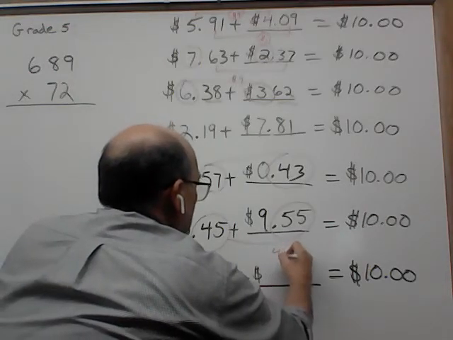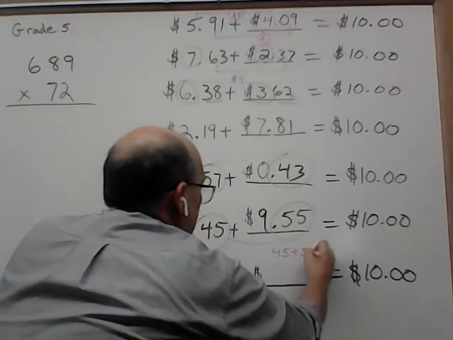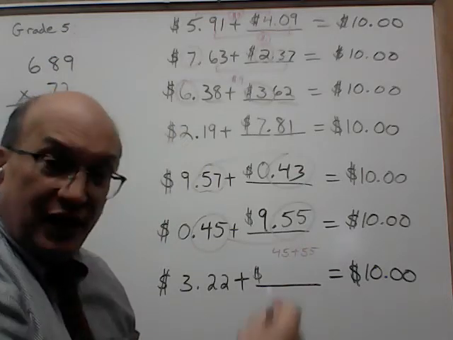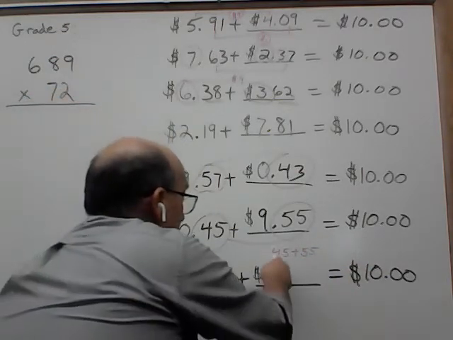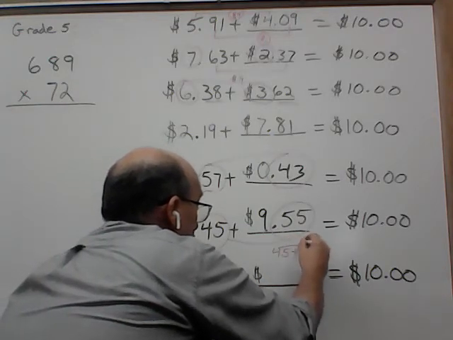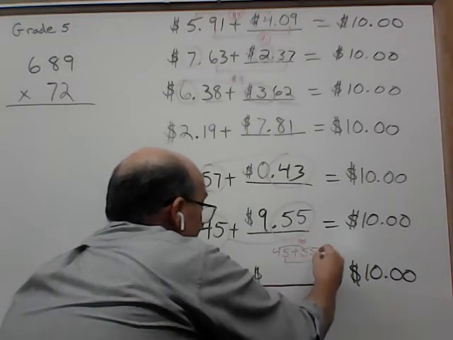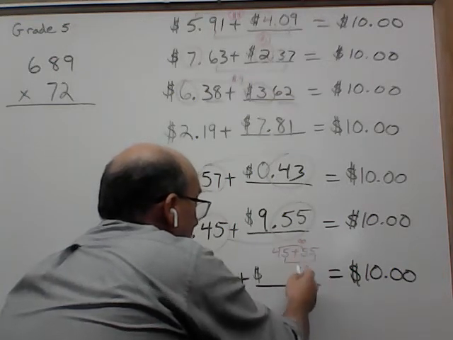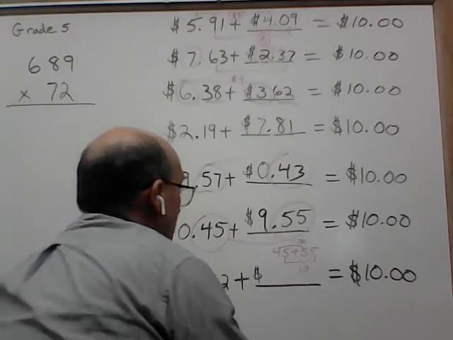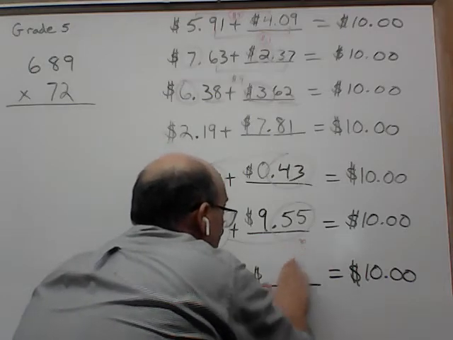Right? Why does 45 plus 55 equal 100? And it's really 100 hundredths, or 100 cents, right? 4 plus 5 is 9, or 90, and this 5 plus 5 is 10. 4 plus 5, 40 plus 50, 90. 5 plus 5, 10. 90 plus 10 is 100. 100 cents. All right.